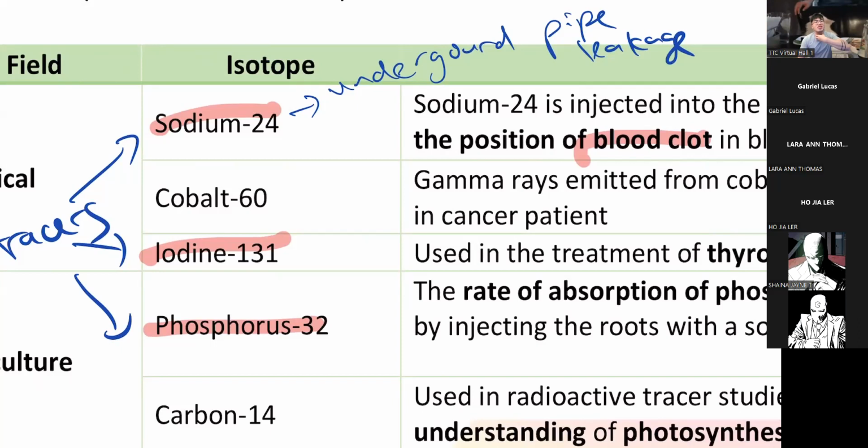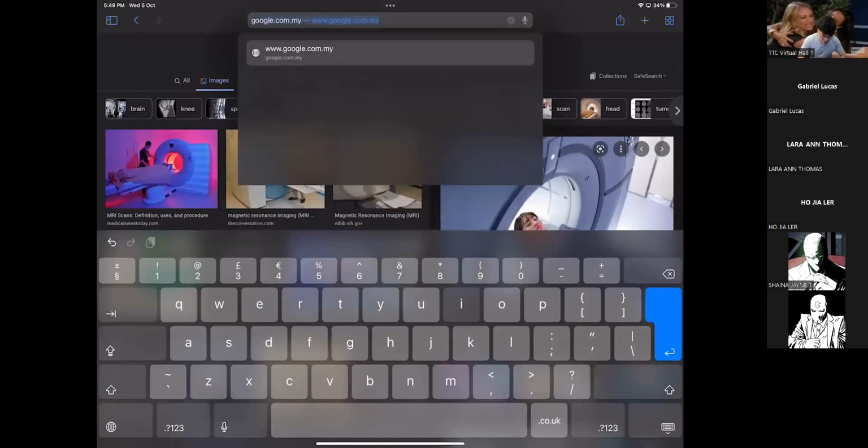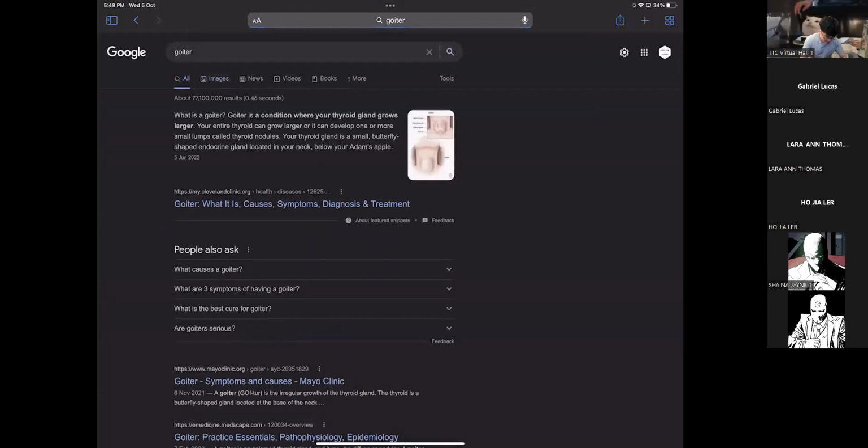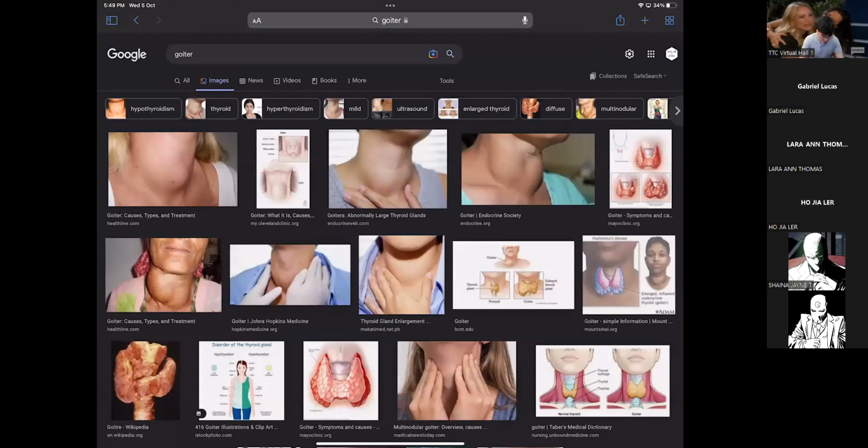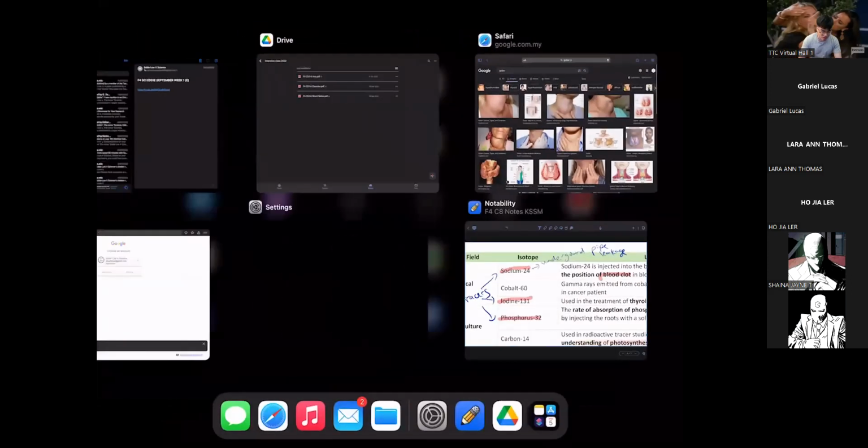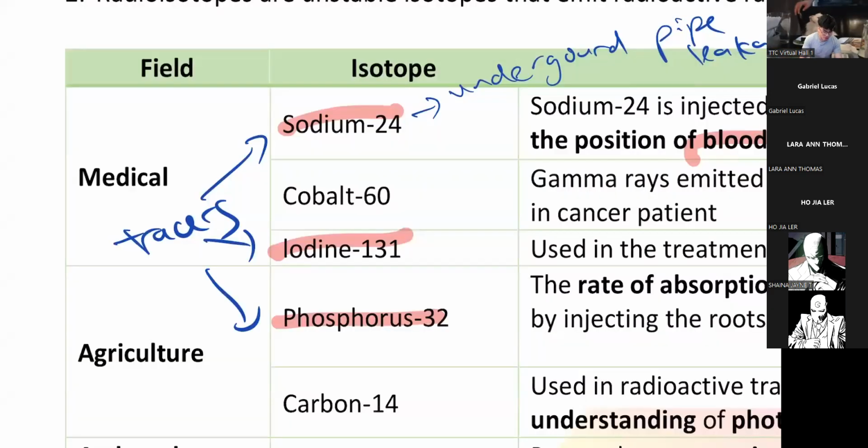Goiter. What is goiter? Goiter is the swelling of your neck. The swelling of your thyroid gland, you see? That's your goiter. So how do I know whether you have goiter problems or not? I just ask you to drink iodine 131. If this part glows up when you sleep inside MRI, like just now the sodium 24, if your thyroid gland glows up, that means there's a lot of iodine 131 here, that means your thyroid gland is very healthy. Okay, that's your iodine 131.